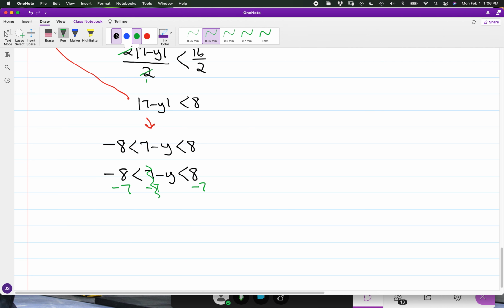okay, so we're going to have negative 8 minus 7 becomes negative 15. And we have negative 15 is less than negative y, which in turn is going to be less than 1. Okay, now I'm looking at solving for y, not negative y. So in terms of following through, if I multiply or divide everything in the compound inequality by negative 1, again, if you multiply or divide by a negative, the direction of each inequality is going to change.